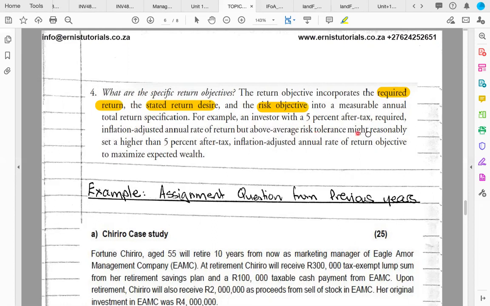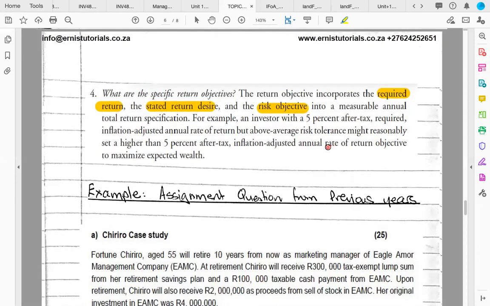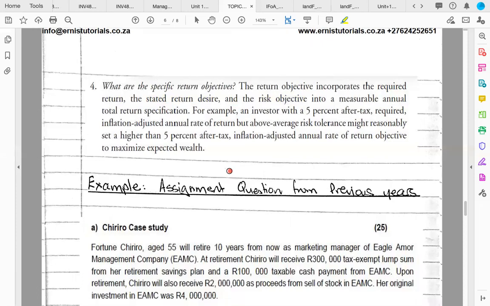So for example, an investor with a 5% after-tax required inflation adjusted annual rate of return, but above average risk tolerance, might reasonably set a higher than 5% after-tax inflation adjusted annual rate of return objective to maximize expected wealth. So when we finally state the return objective, we have to look at the total risk tolerance of the investor, and then we also have to look at what their required return is and what they desire to come up with a final number, which would give us the return objective.